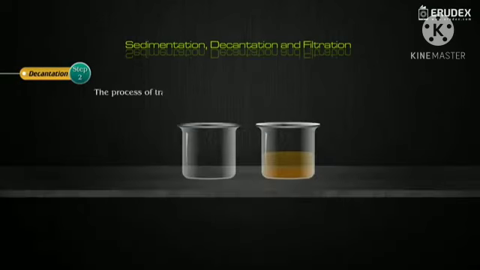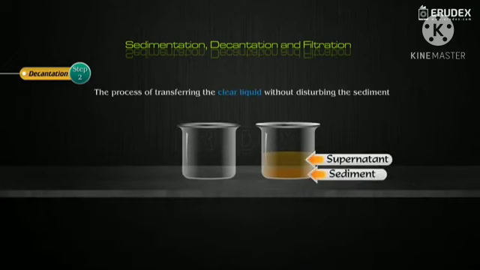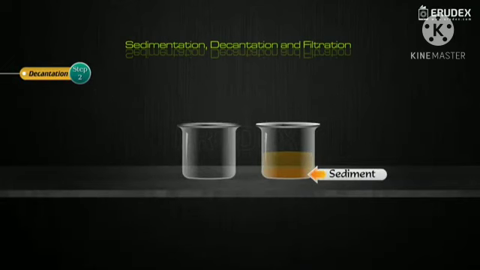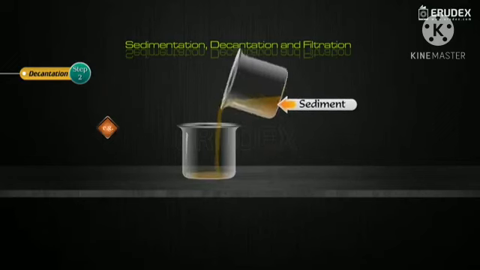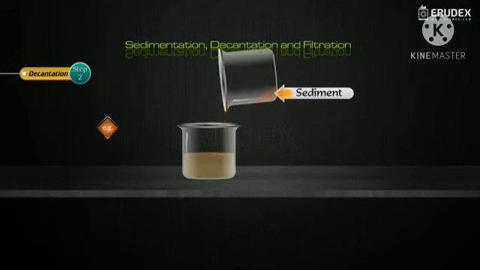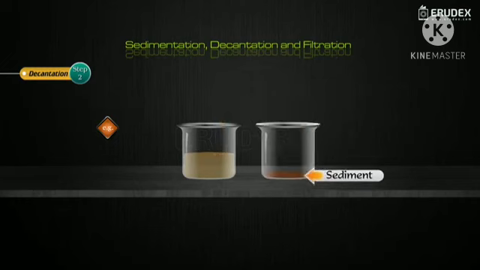The process of transferring the clear liquid without disturbing the sediment is called decantation. Example: the supernatant is slowly poured into a beaker without disturbing the mud settled as a sediment by the process of decantation. But decantation cannot separate the components of a mixture completely.